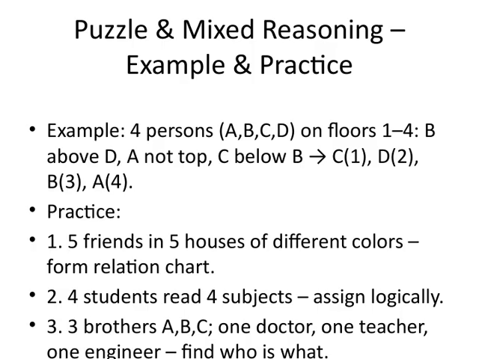We have 4 persons, A, B, C, and D, who are on floors 1 through 4. From the clues, B is above D, A is not on the top floor, and C is below B, so when we arrange them, C ends up on the first floor, D on the second, B on the third, and A on the fourth. This example shows how we can logically deduce positions based on given conditions.